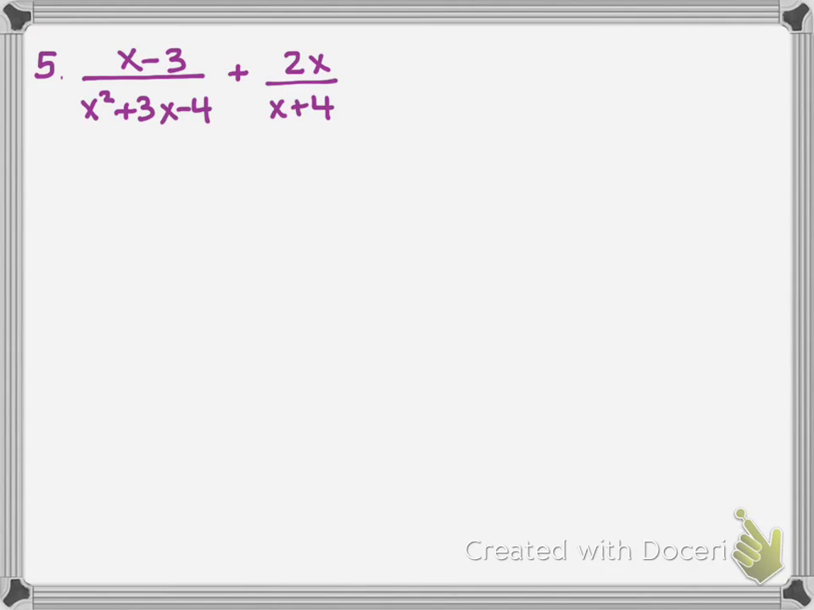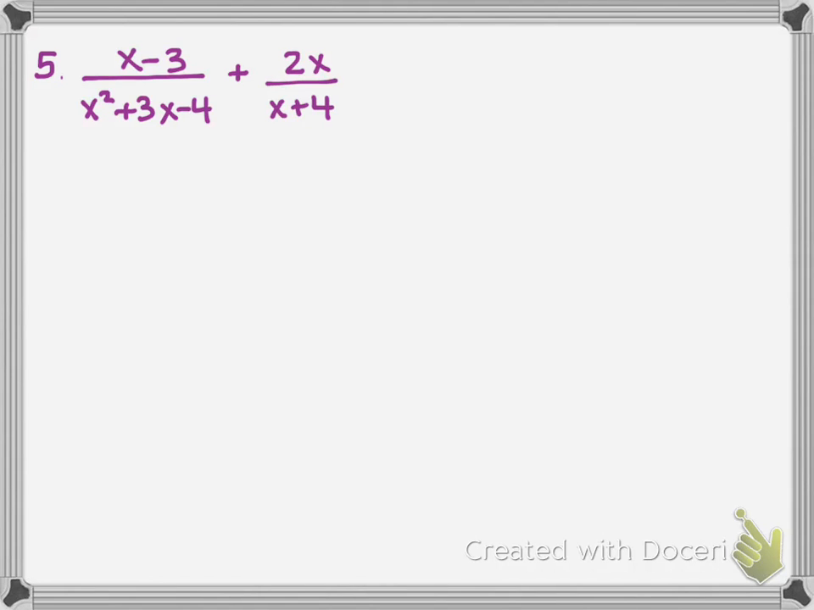Okay, so number 5 is our first difficult one where we have to identify the LCD because we can clearly see that the two denominators aren't the same. And we know that when we add fractions, our denominators have to be equal. But before you do this, we need to factor.